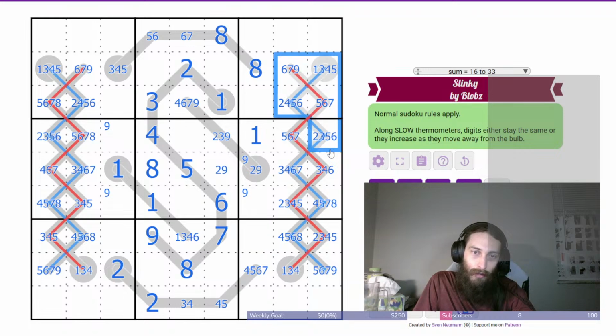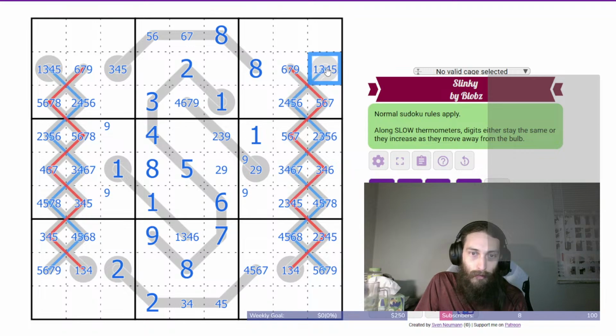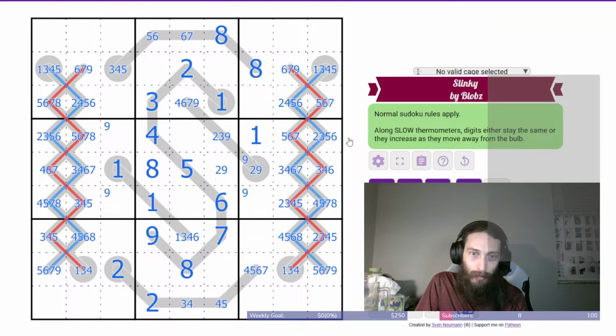Kind of regret the colors I chose for the thermos now. Although I don't know how much of this is me, but it feels weird that this goes up as we go down, with it being blue. I don't know. I'm just gonna leave it as it is.